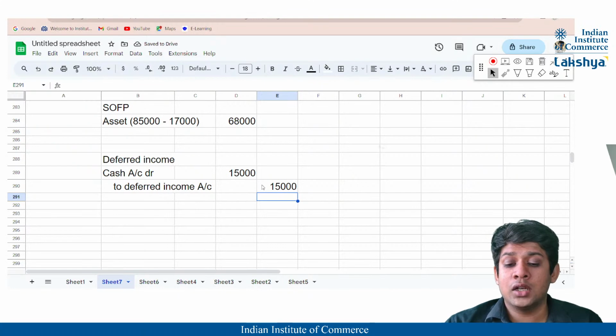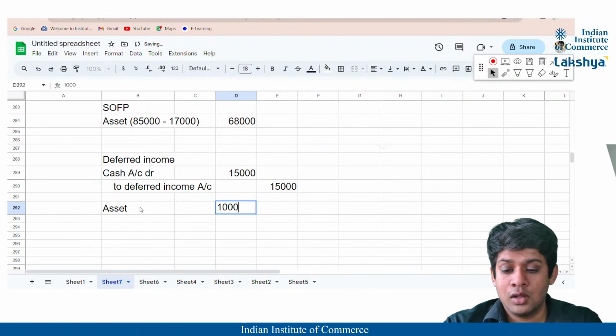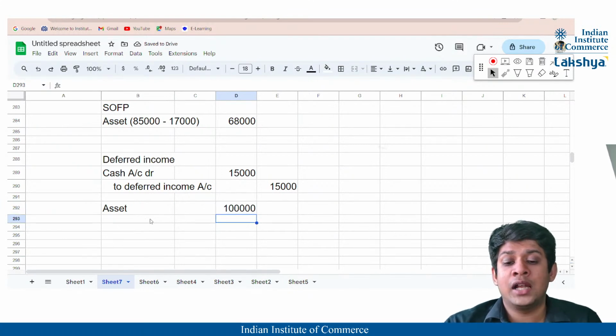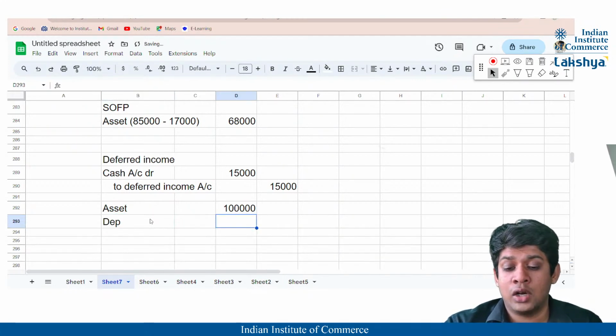So 15,000 is the amount that I've received and that will be treated as a deferred income. But the only thing is that here, how will I distribute it? How will I allocate it every year to my P&L as an income? That we are supposed to understand. So asset has a value of 1 lakh. This is not the deduction method. So I will not deduct the government grant from it. I will just simply calculate the depreciation on it.